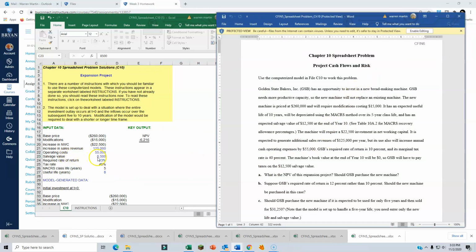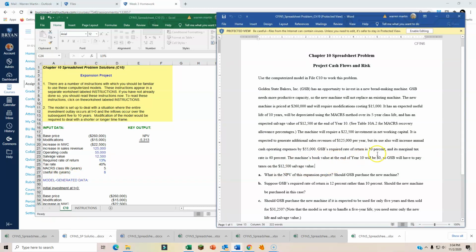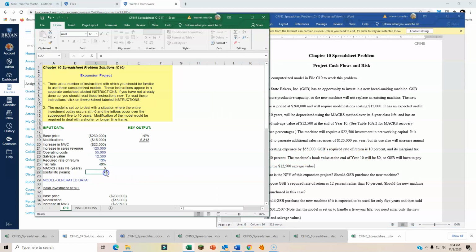So the next topic is salvage value. Salvage value right here, 12,500. See, we still have that negative net present value. The tax rate, 40%, don't change. The useful life in years. I know it was 10 years here somewhere. It's 10, yep. That's because we got that right there.